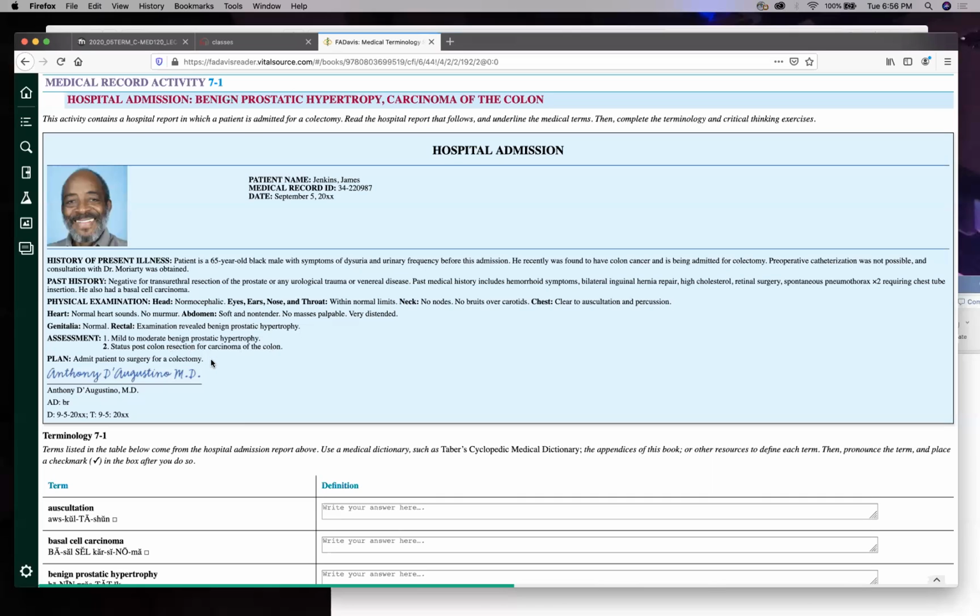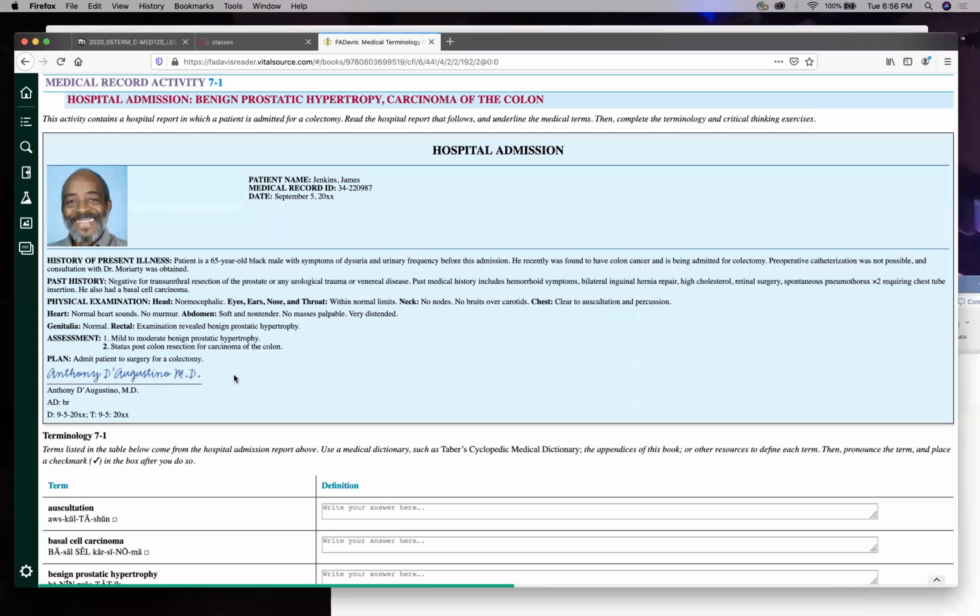And what's our plan? We want to admit to surgery for a colectomy. Why? I just figured that out. Didn't he have a colectomy? Aren't we more concerned with his BPH? But I could also ask that. What's our plan? What are we going to do? And according to this, that's our plan.